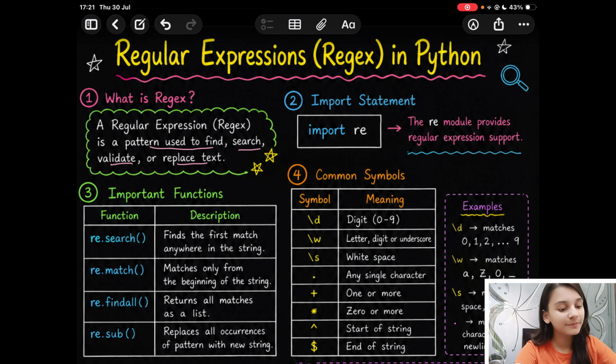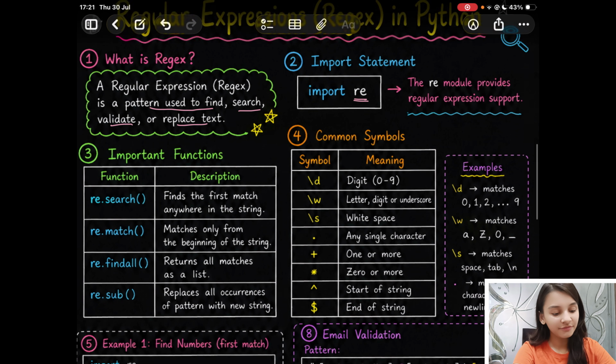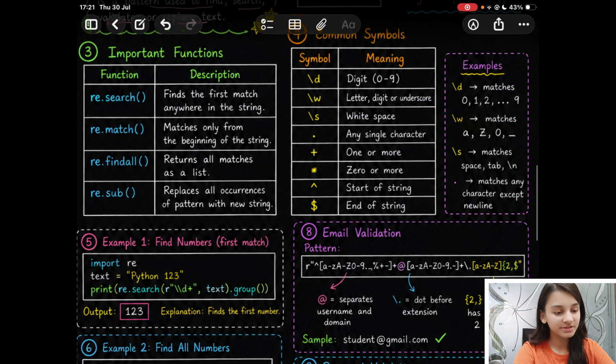Next we have the import statement. So how can you import regex in Python? So for that we have the re module. So for using regular expressions in Python, we import the re module. Let us have a look. The re module provides regular expression support. Alright. Now we have some important functions.